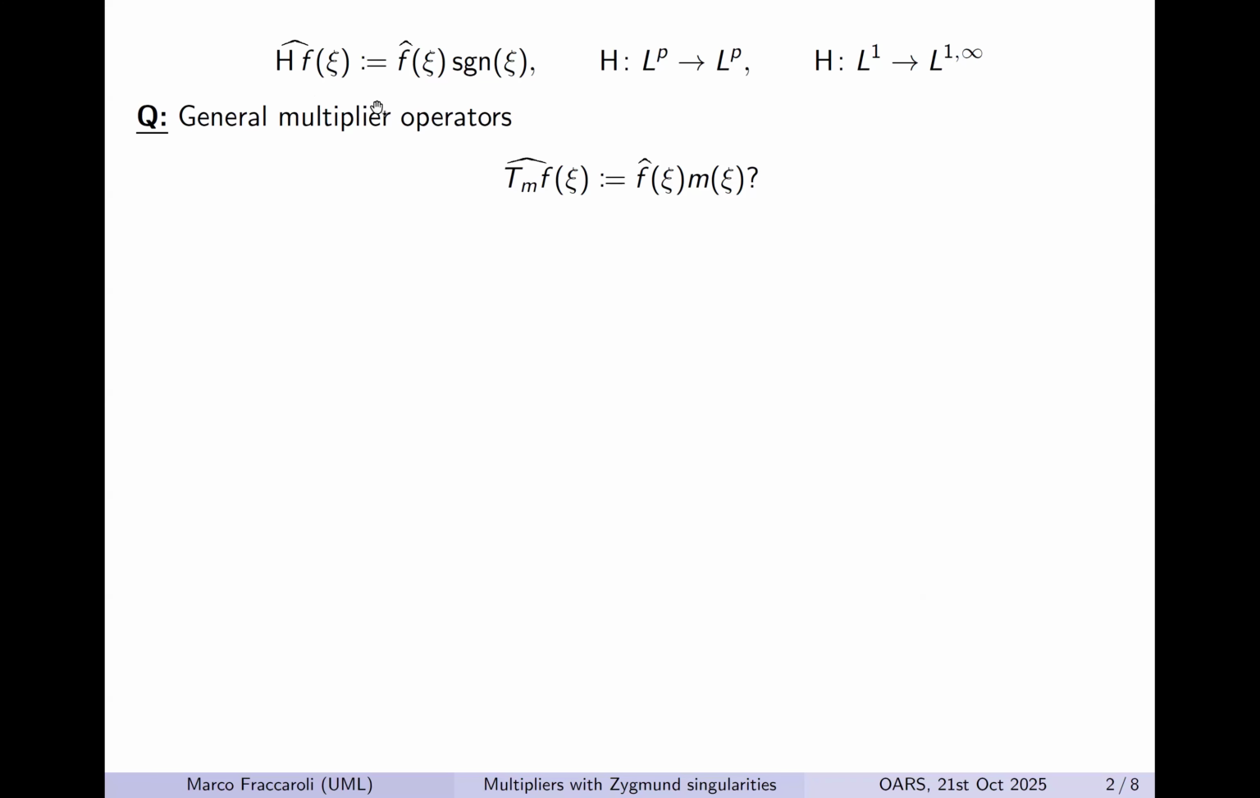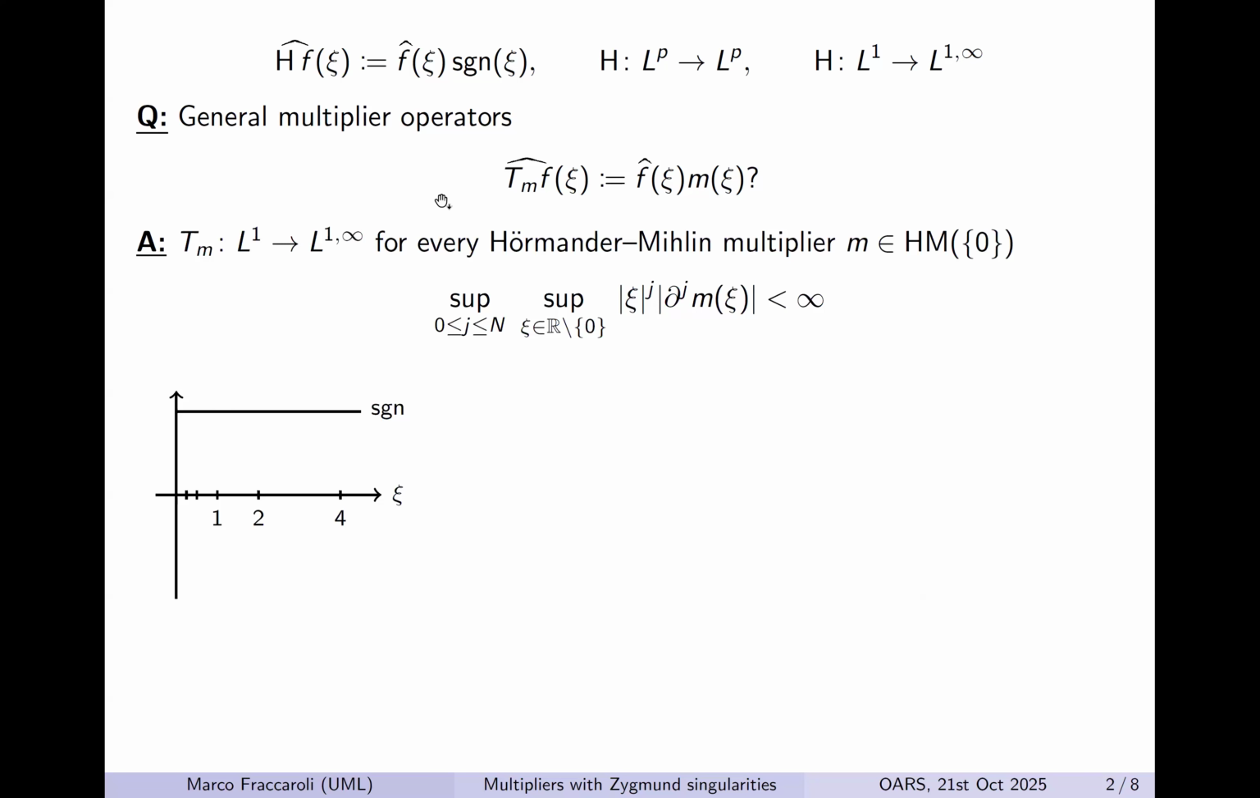So you might wonder whether these boundedness properties hold true only for the Hilbert transform or for a more general class of multiplier operators. For example, let's say that you define the operator by taking the Fourier transform of f and multiplying by the function m. What kind of LP estimates can you hope for? Indeed, the same LP and endpoint estimates that we have for the Hilbert transform can be proved for the more general class of Hörmander-Mihlin multipliers.